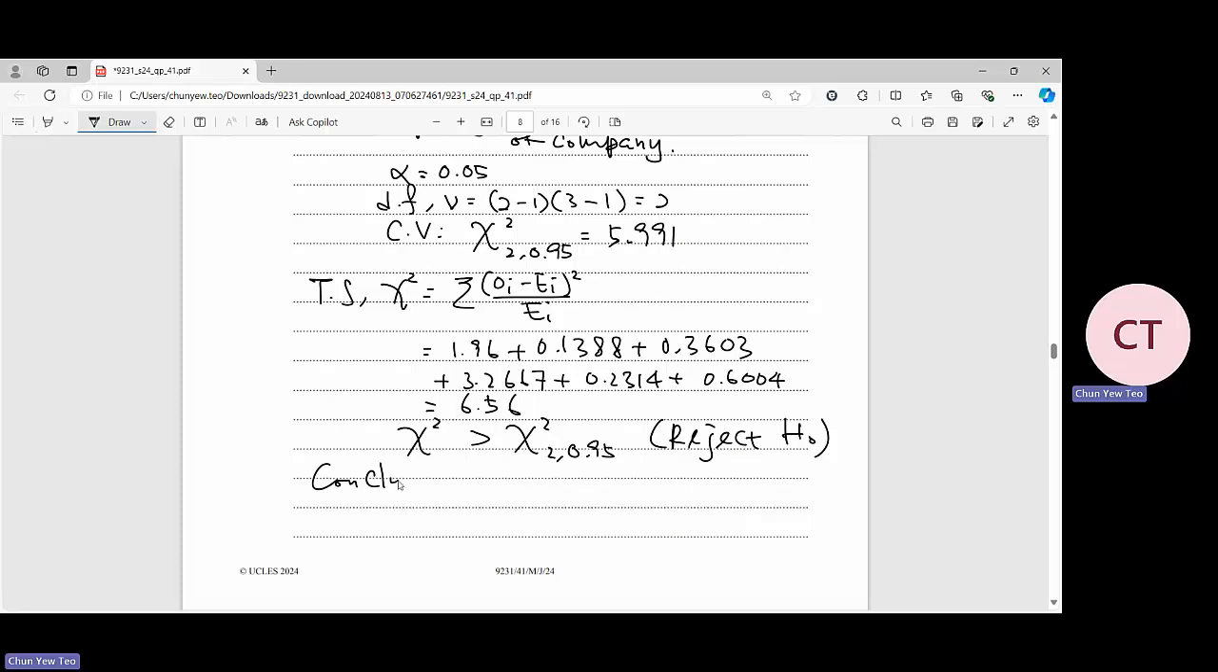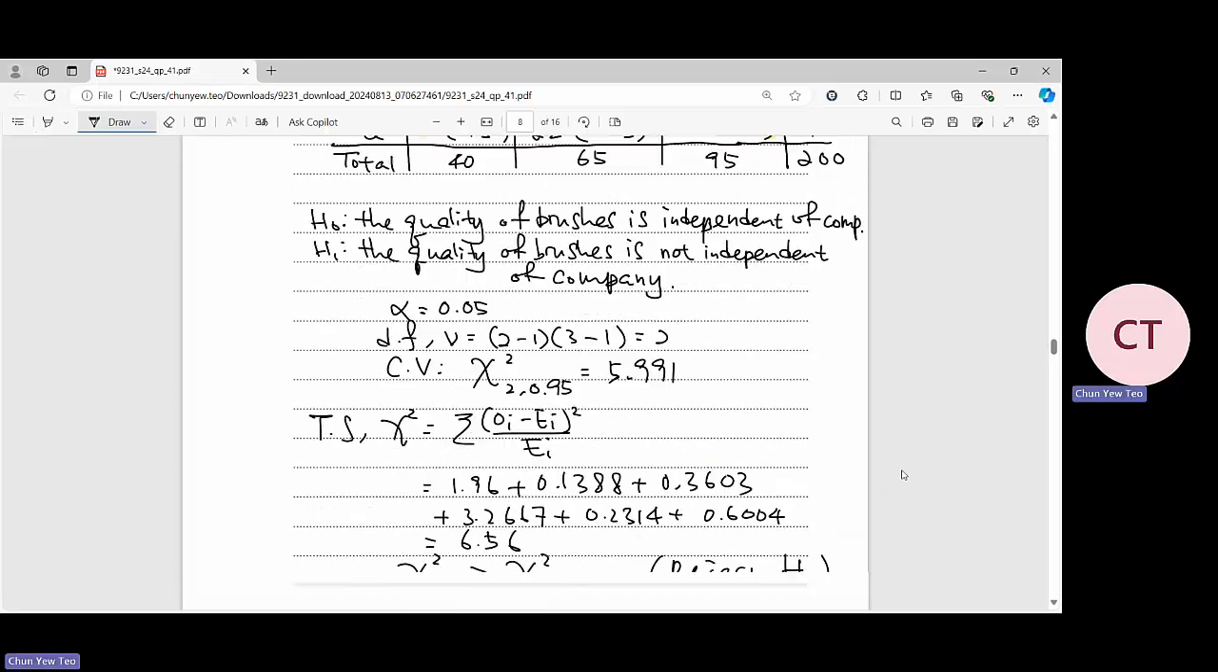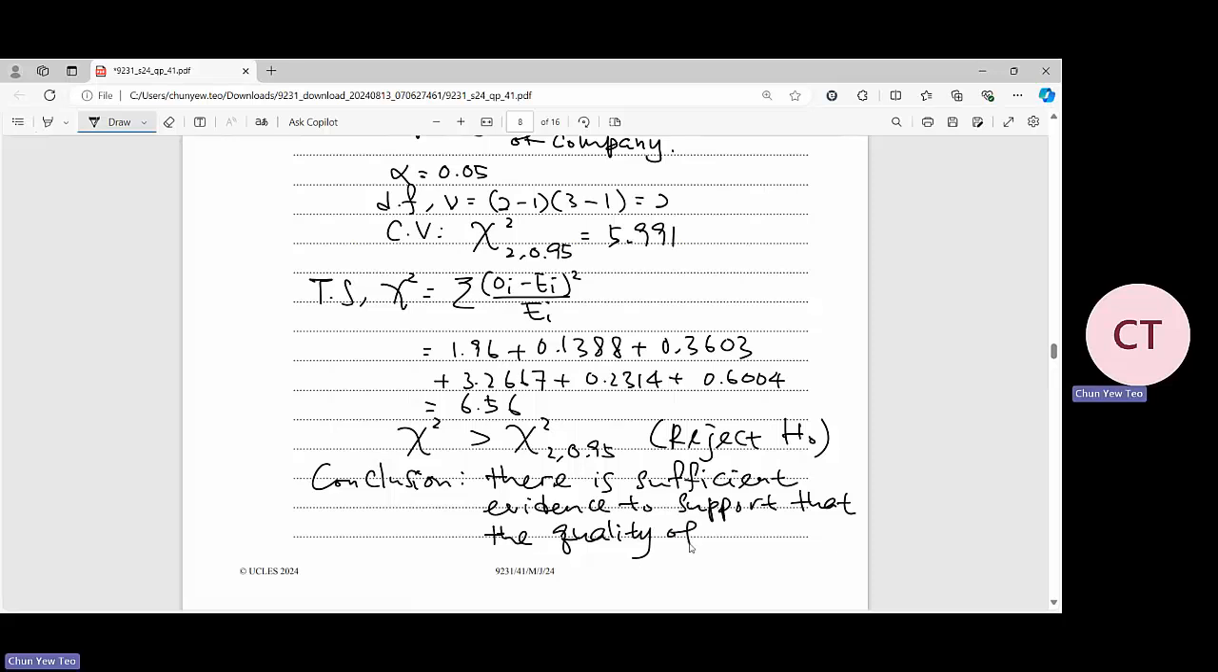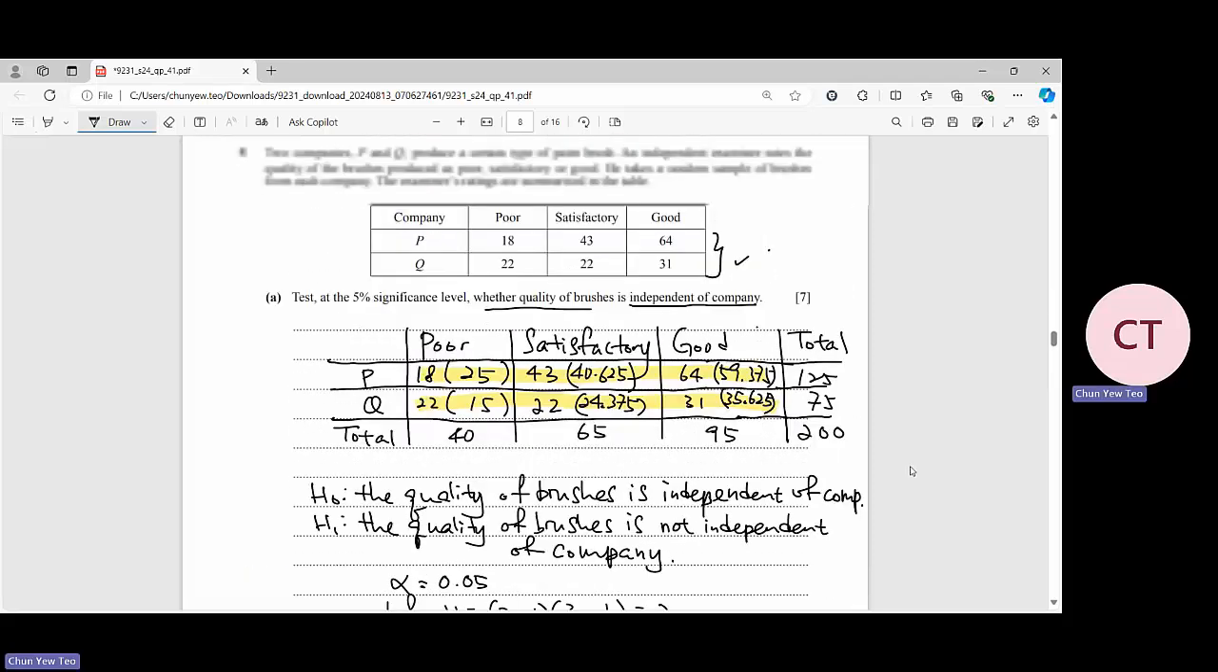So now your conclusion is reject H0. That means there is sufficient evidence to support that the quality of brushes is not independent of the company. So that will be the answer for question number 5A.